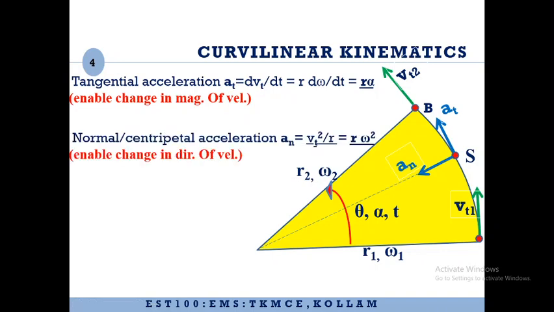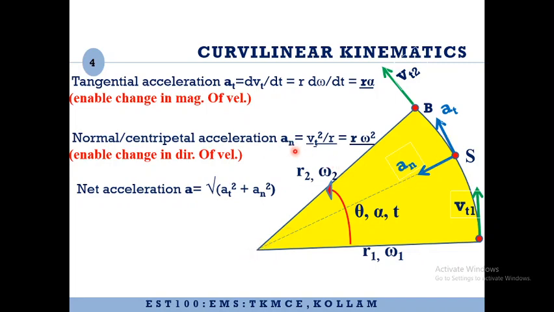So the role of normal or centripetal acceleration is that it enables a change in the direction of velocity. For example, if this particle has to continue moving along the curved path, its direction of velocity has to keep changing along the tangent. That is because there is a centripetal acceleration, that is, an acceleration towards the center.